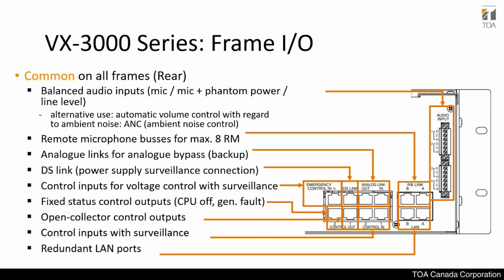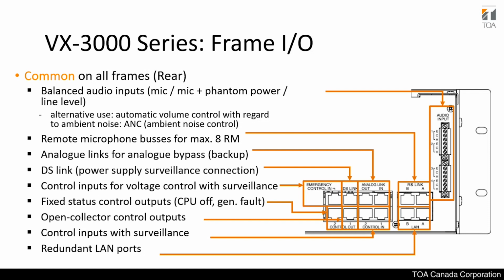The analog link connector here is more for backup. So if you have multiple frames and all of them are connected to the network, and you want a hardwire backup from each to connect each device to the other in case there's a failure, and they're on the same rack and you want redundancy, you can use this analog link for connectivity between the close proximity frames. The DS link is the power monitor surveillance connector designed for the VX3000. This is used mainly for the VX2000 DS, which will be the distributor, which will be discussed later on.